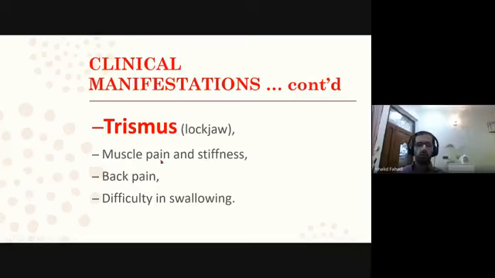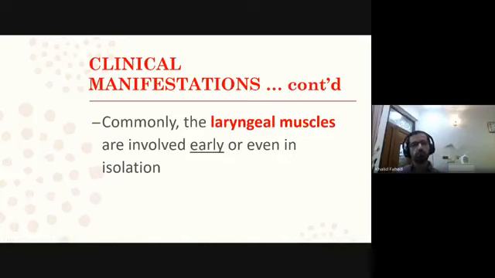In addition, there will be muscle pain, cramps, and stiffness as a result of hypertonia, and back pain as a result of contractions of the paraspinal muscles. There is difficulty in swallowing, what we call dysphagia, so sometimes there will be drooling of saliva from the patient's mouth. Commonly, the laryngeal muscles are involved early in the disease, or even in isolation.